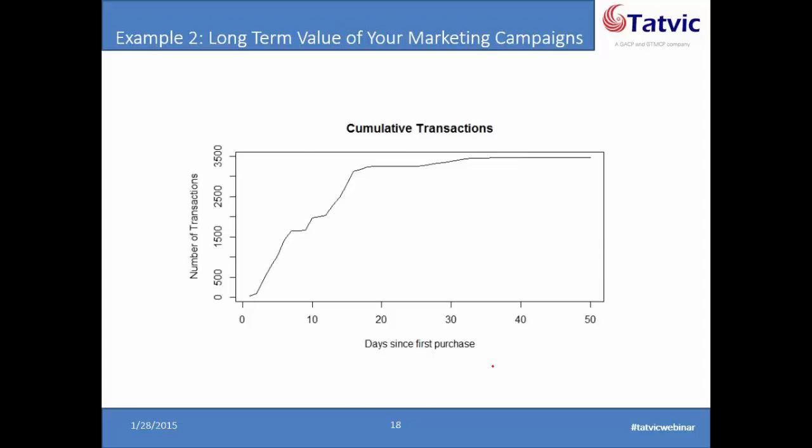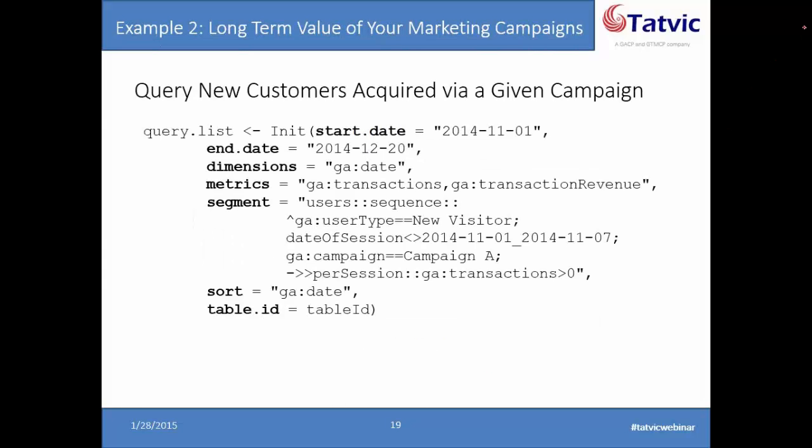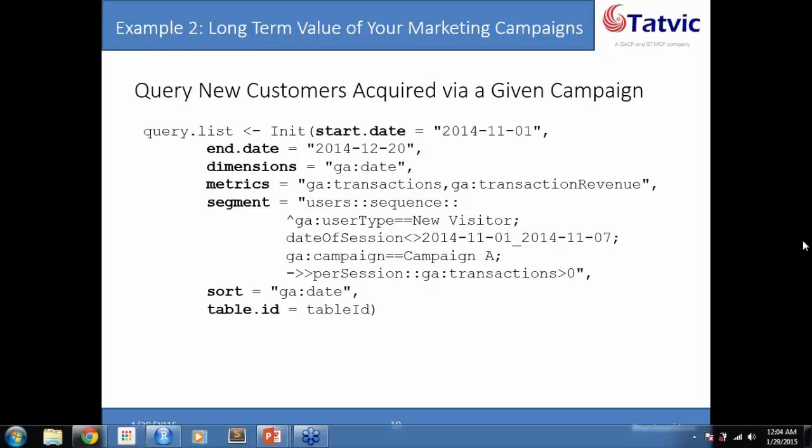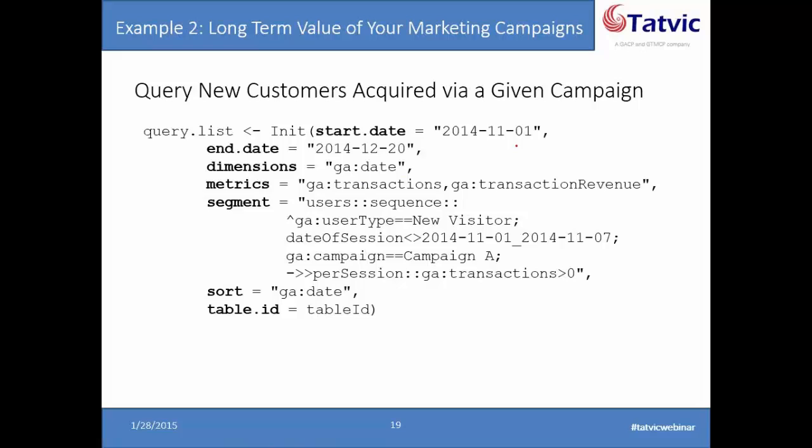Let's take a look at how to construct such a graph, and we're going to need to start with the API query. Let's walk through this one at a time. First, the dimension is date, because we'd like to see this data over time, and the metrics are just transactions and transaction revenue. This is a relatively straightforward dimension and metric set.